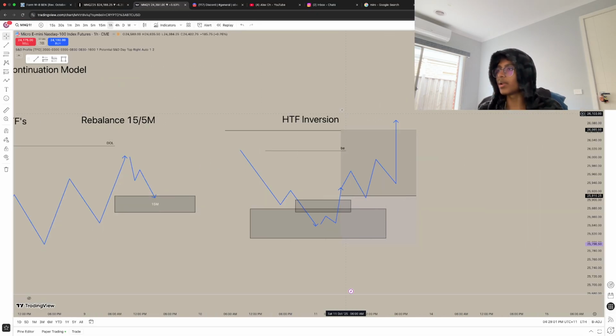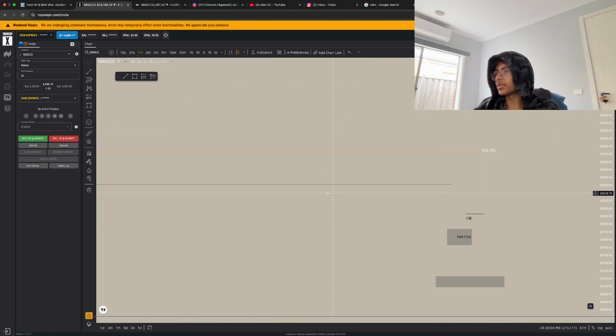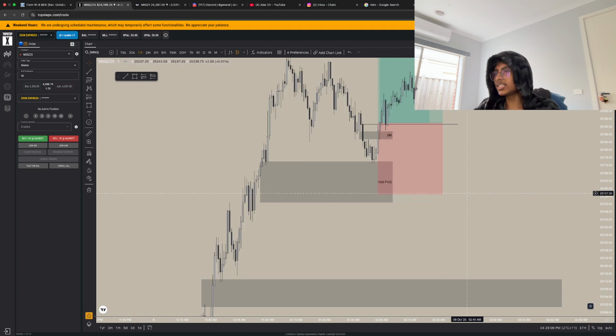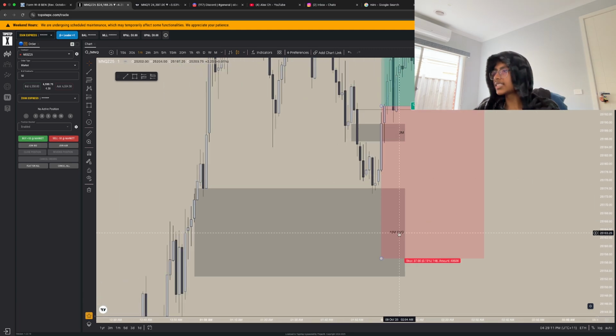The highest time frame inversion, like we talked about here. Let me quickly find this and I'll show you what I mean. So we've pulled back into this 15-minute gap, as you guys can see right here. What am I waiting for? I'm waiting for the highest time frame inversion.